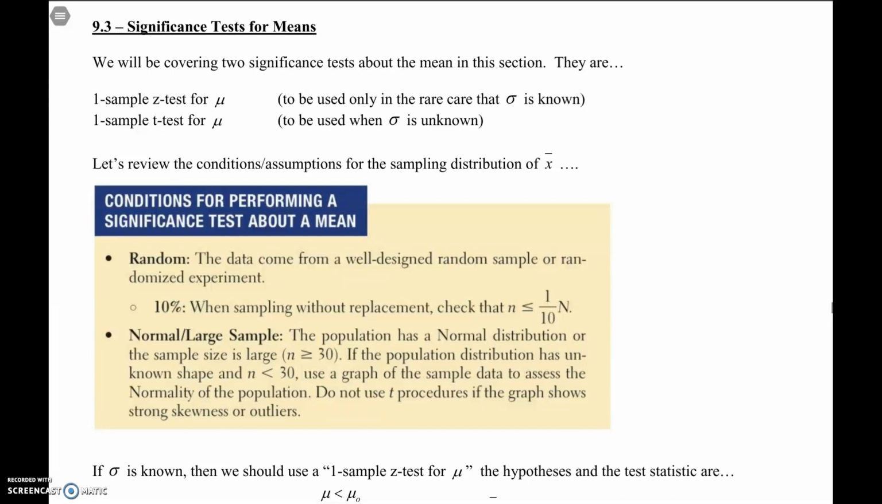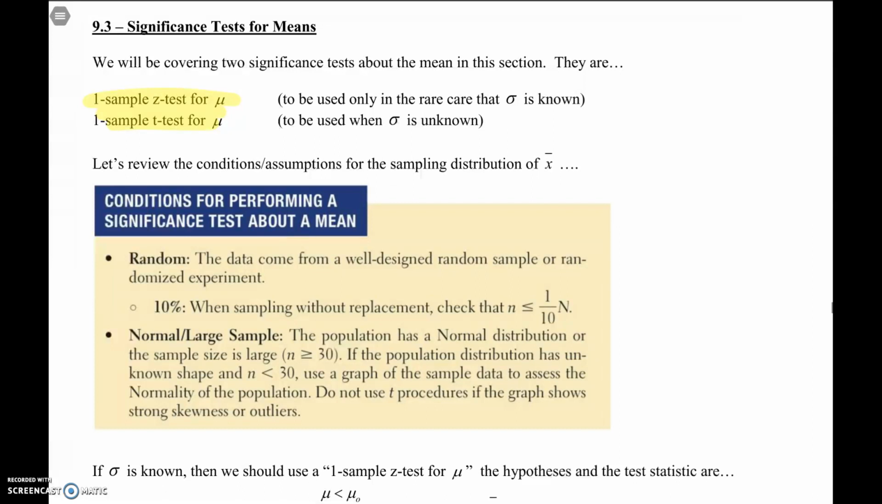All right, section 9.3 is dealing with significance tests for a mean, a single mean. We'll be covering two tests, but really we're only going to be doing one, but I guess technically it's two. We're going to be doing a one sample Z test for mu and a one sample T test for mu.